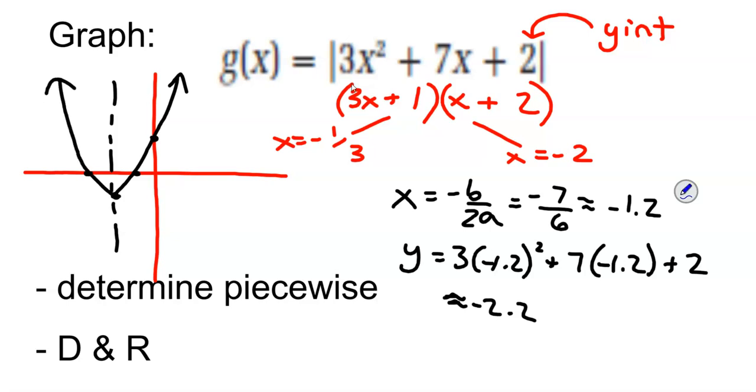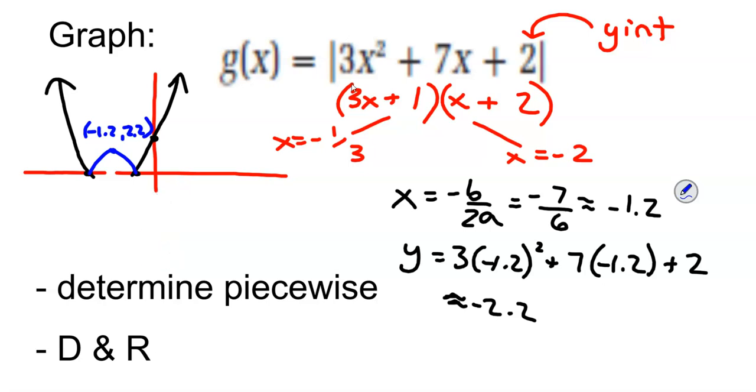But this is an absolute value parabola. So we have to make sure we take that part that was in the negatives and reflect it up. So now that vertex is actually going to be at negative 1.2 and a positive 2.2. So this point, negative 1.2 and positive 2.2. Again, you have to make sure that your x and y intercepts and your vertex are all correct when you're graphing these. So now we have the graph.